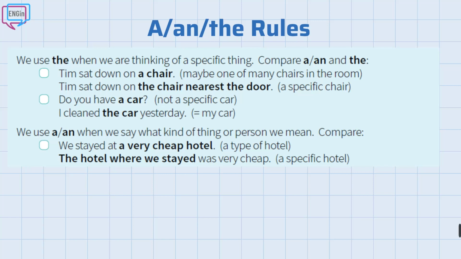Mention that we use the when we are talking of specific things. For example, Tim sat down on a chair. Maybe there are many chairs in the room and he sat on one of them. But in contrast, Tim sat down on the chair nearest to the door. So we mean a specific chair.